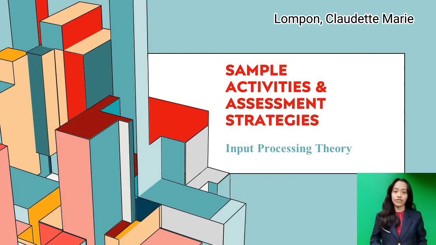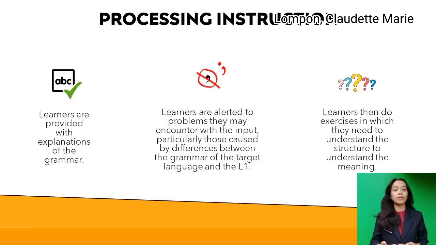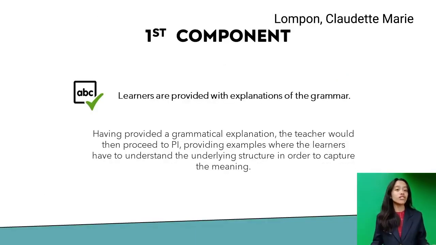VanPatten clarifies that simple classroom exposure is insufficient to bring about accurate second language acquisition. So he came up with processing instruction, which he defined as pushing learners to recognize grammar in input by teaching them how to process the input. Now, there are three basic components of the PI. First is that learners are provided with explanations of grammar.